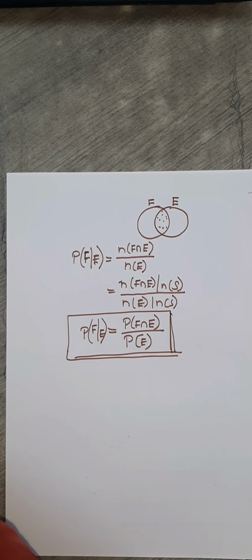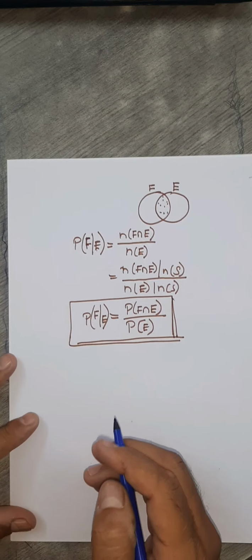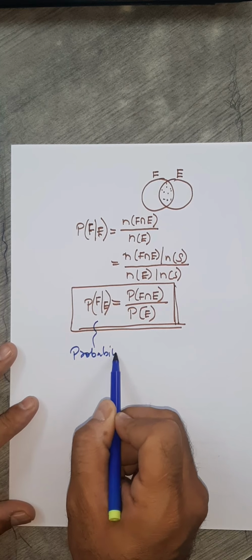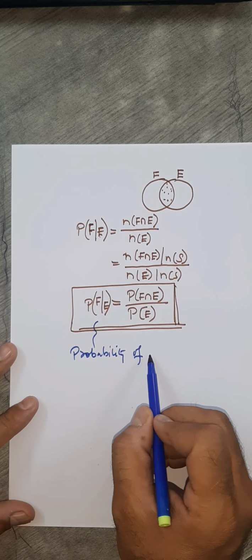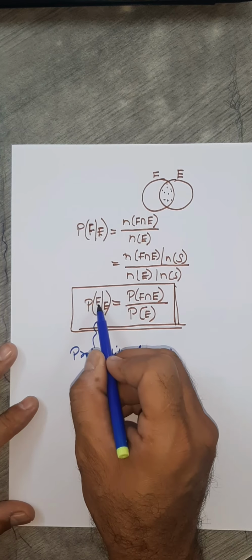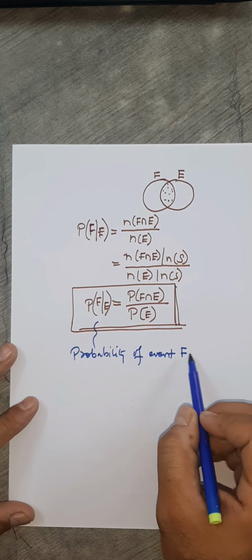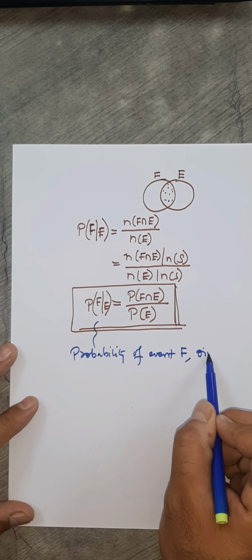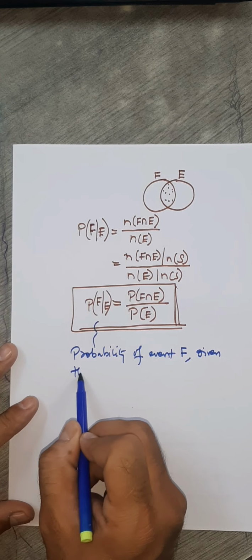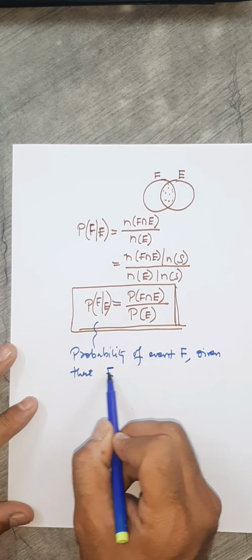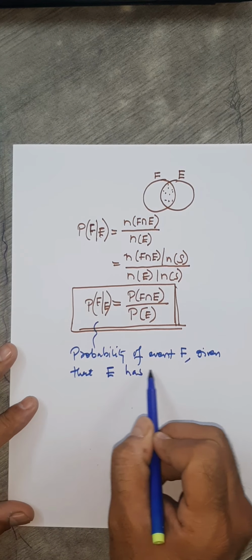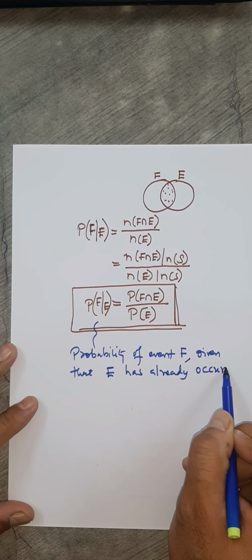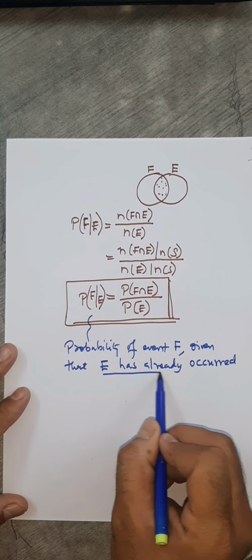How do we read this? This is read as the probability of event F, which is sometimes called the conditional probability, given that event E has already occurred.